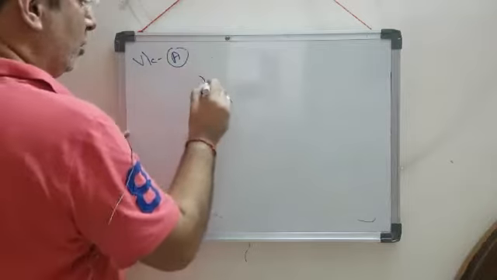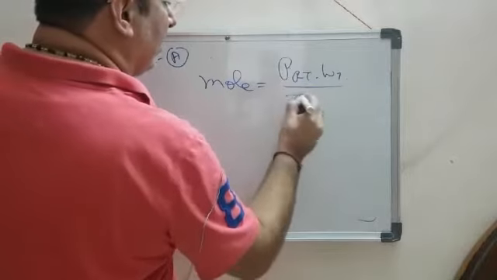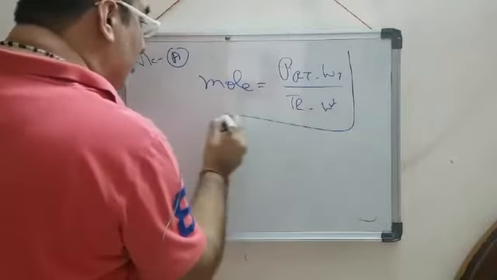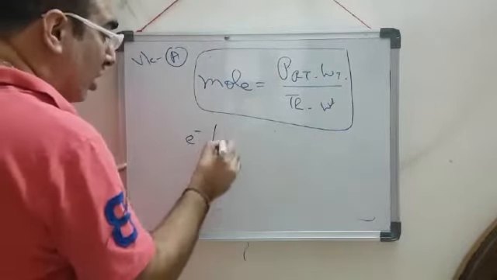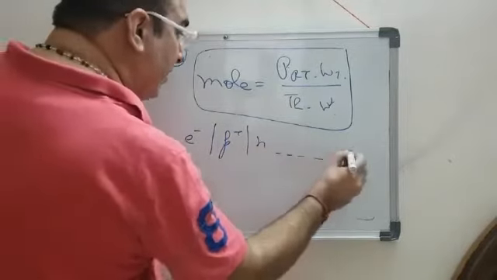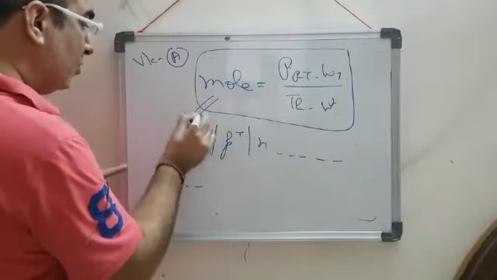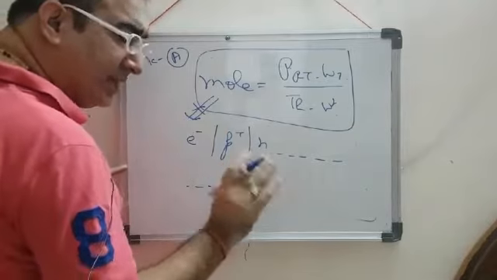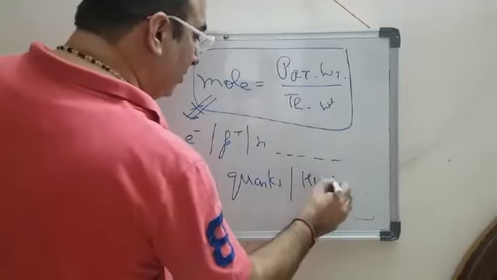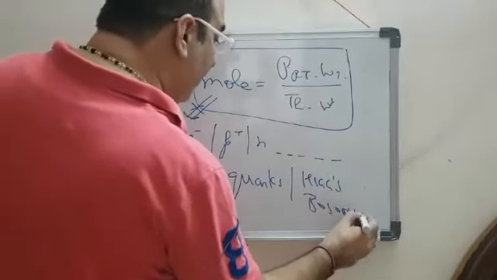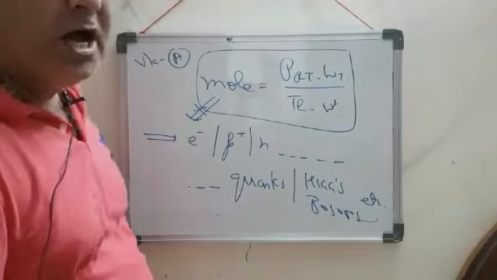VK alert: don't use this formula, mole equal to practical weight by theoretical weight, never use this formula for subatomic particles. What are the subatomic particles? Electrons, protons, neutrons, and many other mesons, pions. What is the smallest massful object in chemistry? The smallest massful object is either quarks or you can say Higgs boson. Never use this formula for subatomic particles, otherwise you will get the wrong answer.